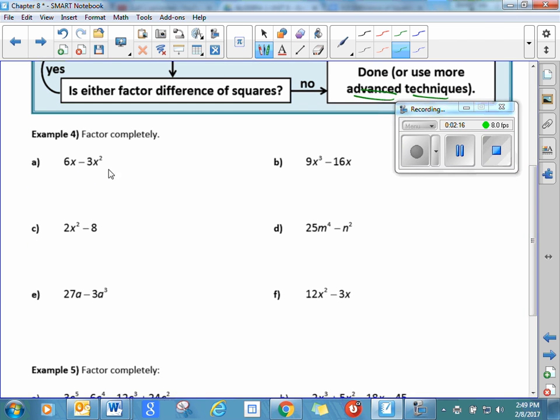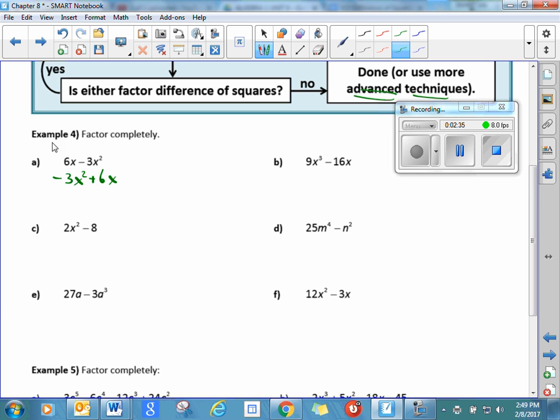So this is not written in standard form. So the very first thing I'm going to do is rewrite this guy. It really looks different when it's written in standard form. So it's easier to see your squares, because your exponents go from smallest to biggest.